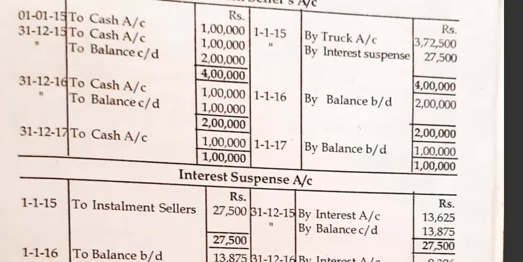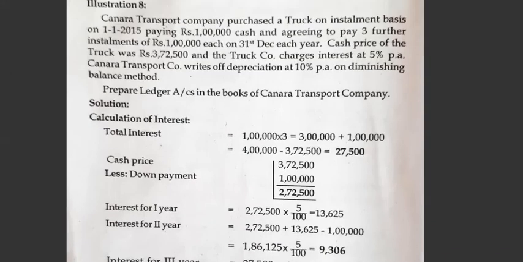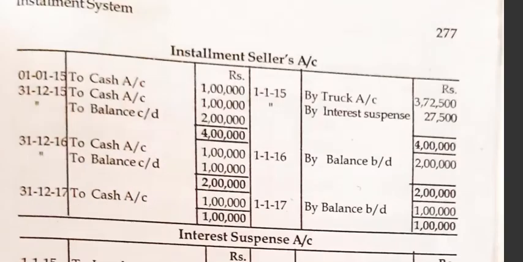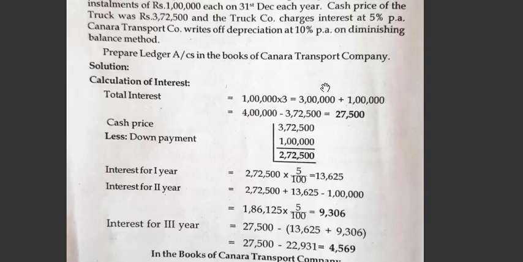So the entries to be remembered: the first year has 2 entries, then every year 4 entries will repeat, and calculation of interest is important. Once you calculate the interest, open the accounts. I have already given you the journal entries. Go through the journal entries by heart, because for the first year there will be 2 entries and every year 4 entries will repeat. Any doubts you can clarify.